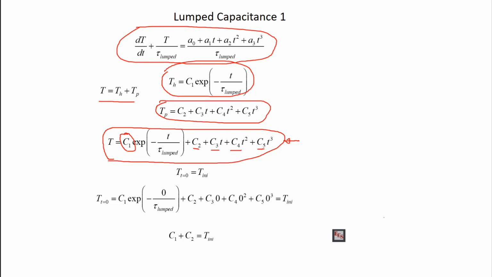So I have to choose C1 to satisfy the boundary conditions, which is exactly what we did when we were doing this kind of problem before. My boundary condition is at time equals 0, right? At time equals 0, I have to make sure that I get the initial temperature. So that's what this is. So I plug in time equals 0 here. Everywhere there's a time, I plug in a 0, and I get C1 plus C2 is equal to T initial. So that's how I solve for C1.